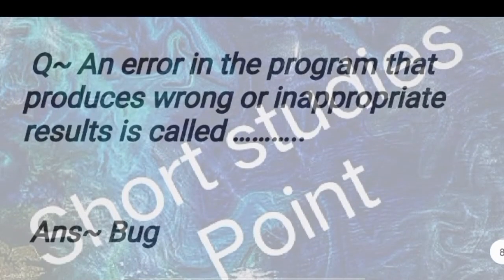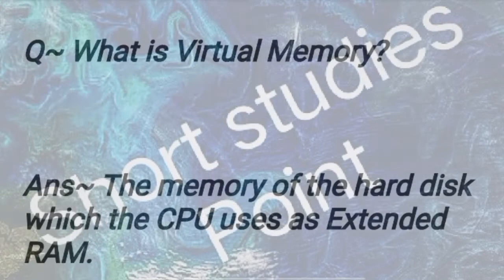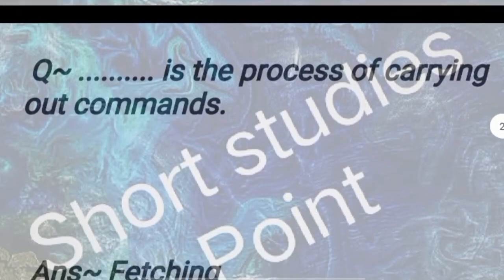Answer: keyboard. Next question: to select an entire row in the table, dash. Answer: clicking on the address of the cell. Next question: an error in the program that produces wrong or inappropriate results is called dash. Answer: bug. Question: what is virtual memory? Answer: the memory of the hard disk which the CPU uses as extended RAM.